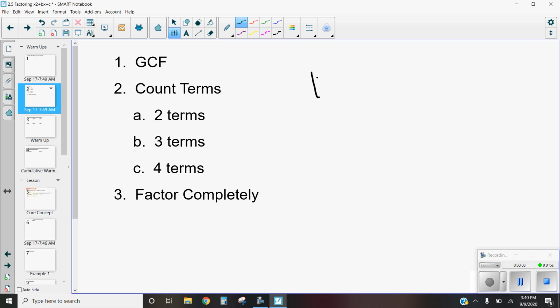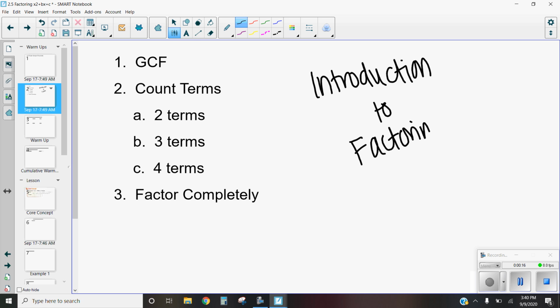So this is just a quick little introduction to factoring, and it's going to be kind of awesome. As we're doing this introduction to factoring, I just want to first talk about what factoring is. Factoring is kind of like the opposite of multiplying or distributing.